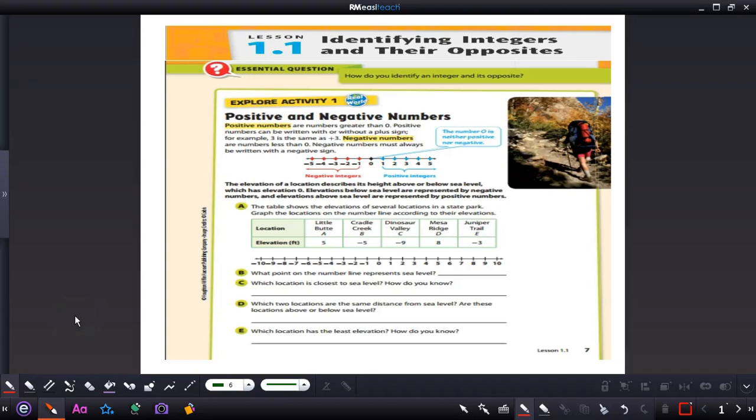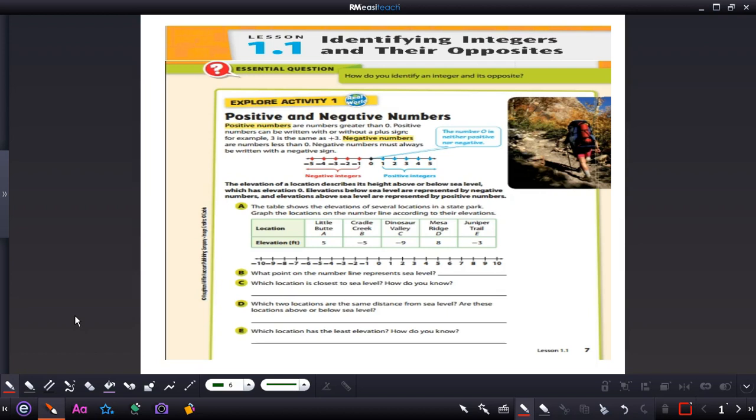In this video, we're going to be taking a look at identifying integers and their opposites. Now you will need to get out your Go Math book and turn to page 7, get out your math journal, and also a pencil. Now the essential question we will look at is at the top of page 7, and that is, how do you identify an integer and its opposite?